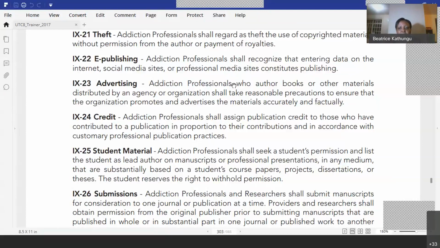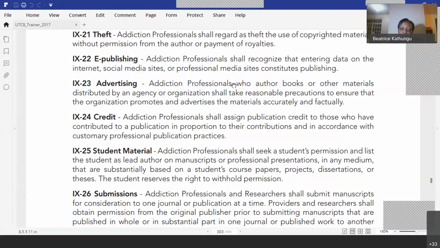24 is about credit. And we are being reminded that we need to assign publication credit to anybody who has contributed to a publication that we are making in proportion to their contributions and in accordance with customary professional publication practices. I tell you, I have seen people, and sometimes we have a name for them. They ride on the works of others.